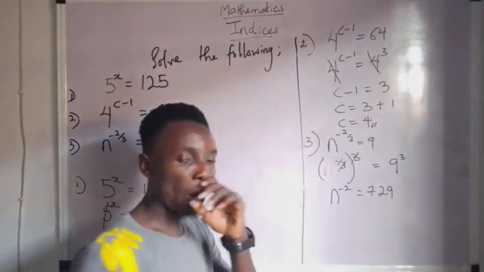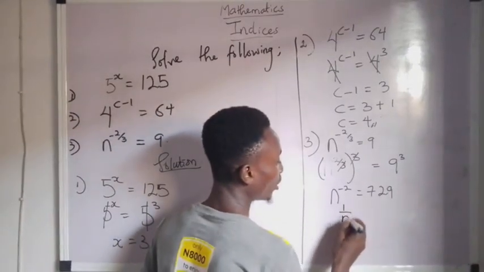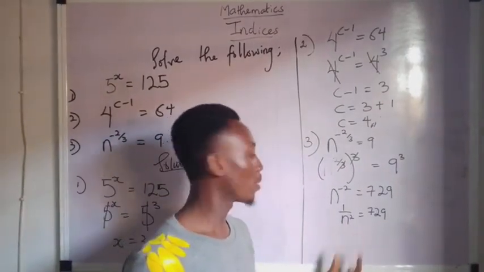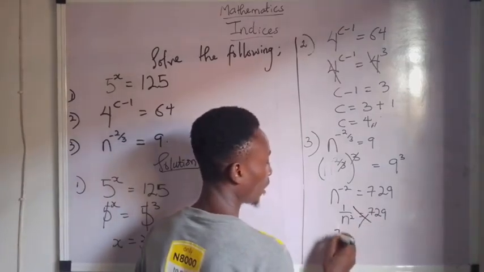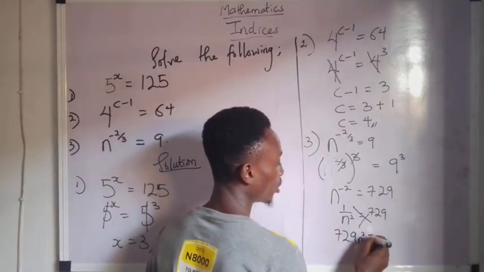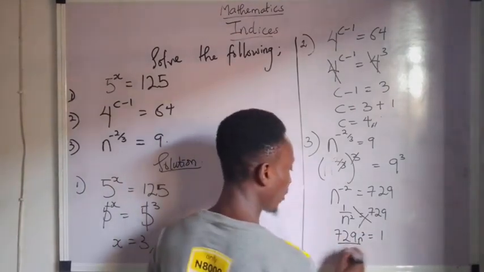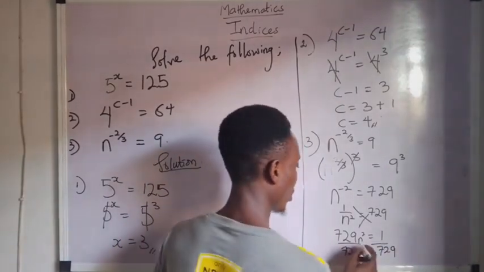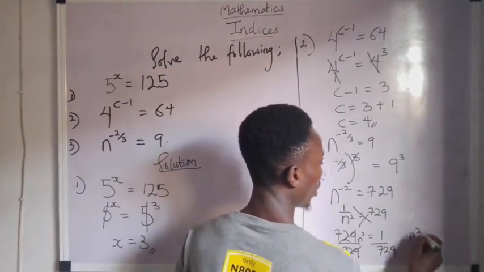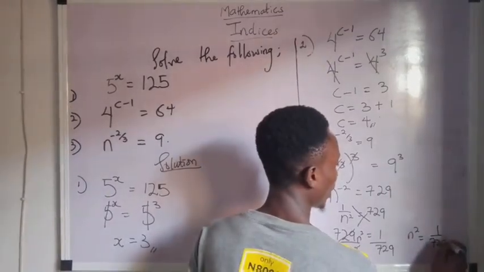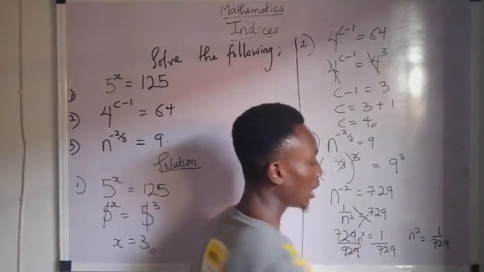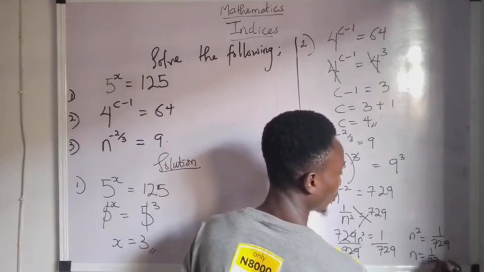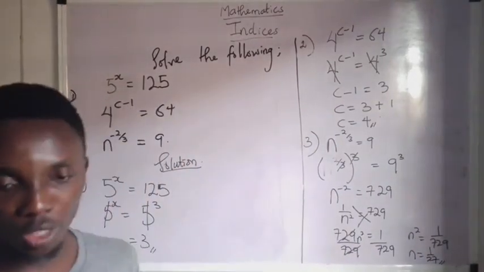How do we now remove this negative power? Just follow. You have 1 over n raised power 2 is equals to 729. This is another law of indices we are applying here. We cross multiply. We have 729 n squared is equals to 1. Divide both sides by 729. Then you have n squared is equals to 1 over 729. And then you find the square root of both sides. And your n will now be 1 over 27. Your n will be 1 over 27.